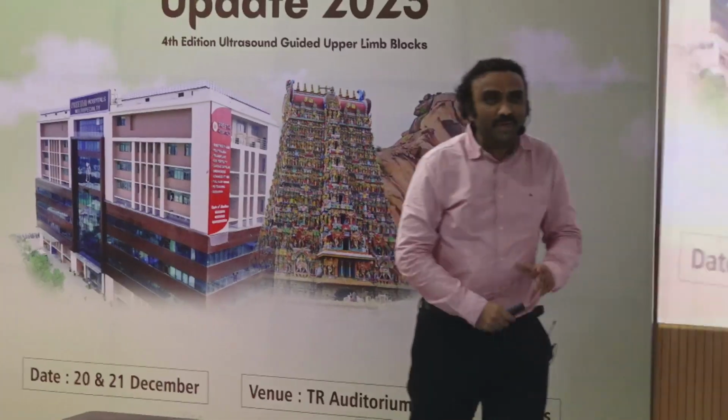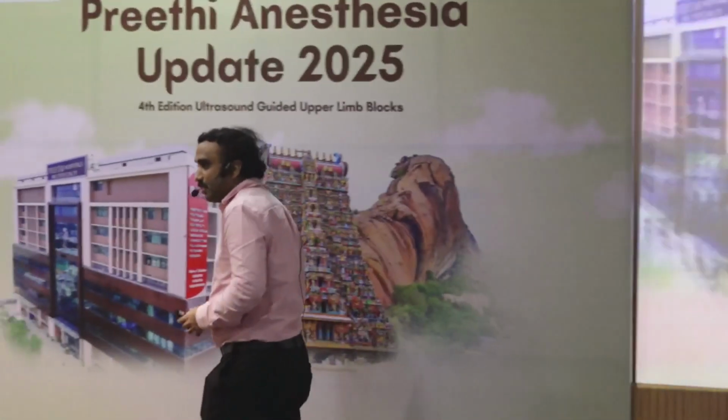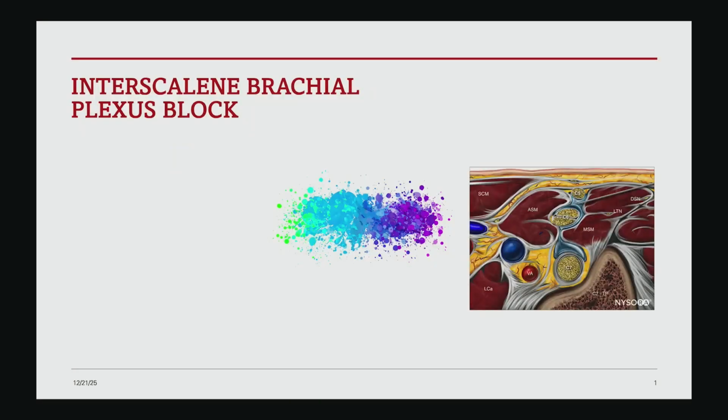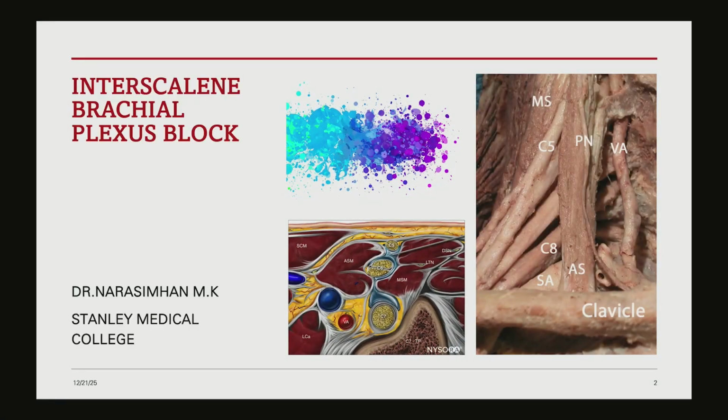In the next 20 minutes or so, I'll be discussing interscalene brachial plexus block and superficial cervical plexus block. As we all know, upper limb nerve blocks are the most frequently performed peripheral nerve blocks by anesthesiologists. Interscalene block is indicated for analgesia involving the shoulder and proximal humerus.